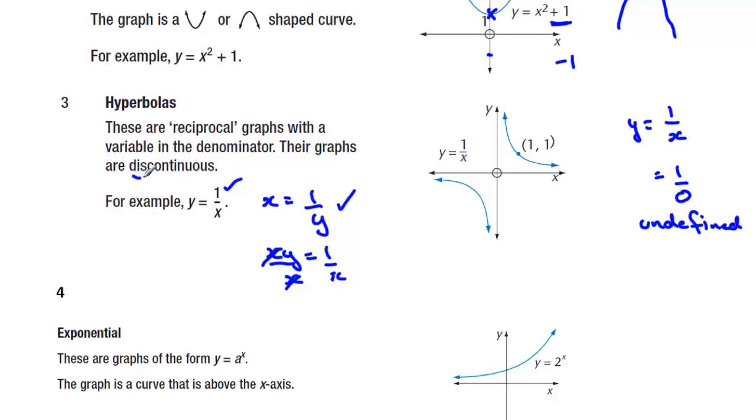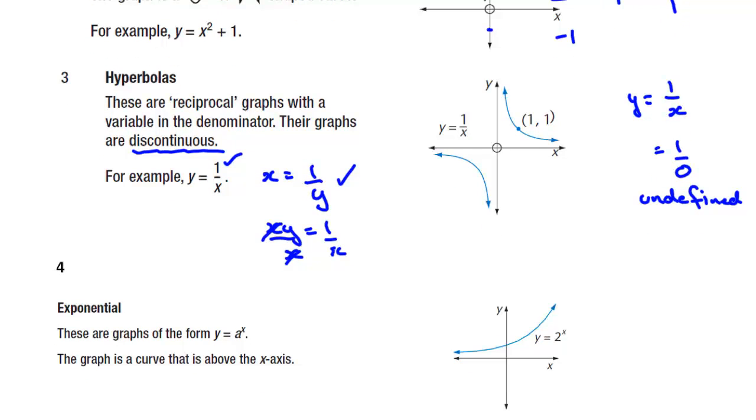We'll call it discontinuous. All right, and the final one that we're going to have a look at this stage is called the exponential graph. And this is where the x is in the power, as in up here. So whenever you get this situation, the line goes up like this. And so that's what you've got to watch for.